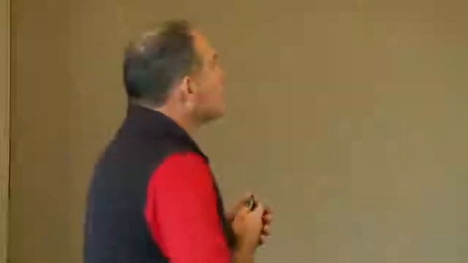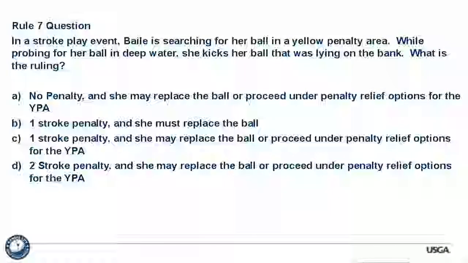All right. In a stroke play event, Bailey is searching for her ball in a yellow penalty area. While probing for her ball in deep water, she kicks her ball that was lying on the bank. What is the ruling? Does everybody remember this decision from previous rules? We talked about this one.